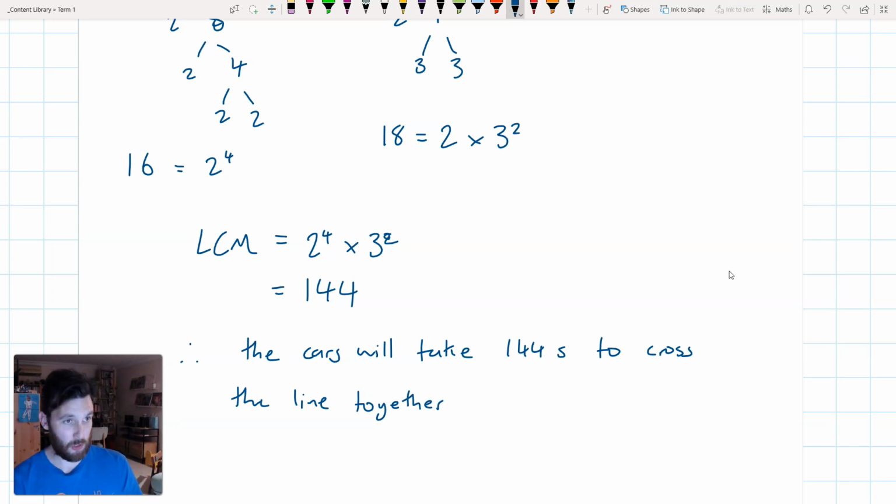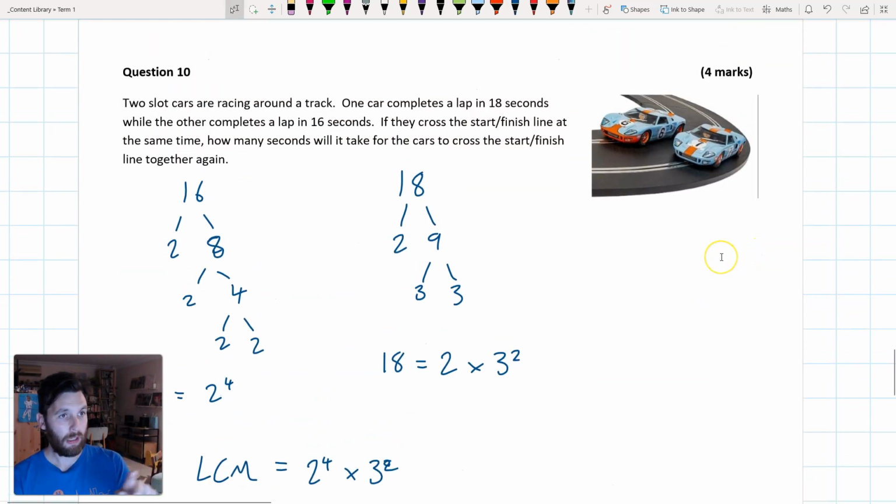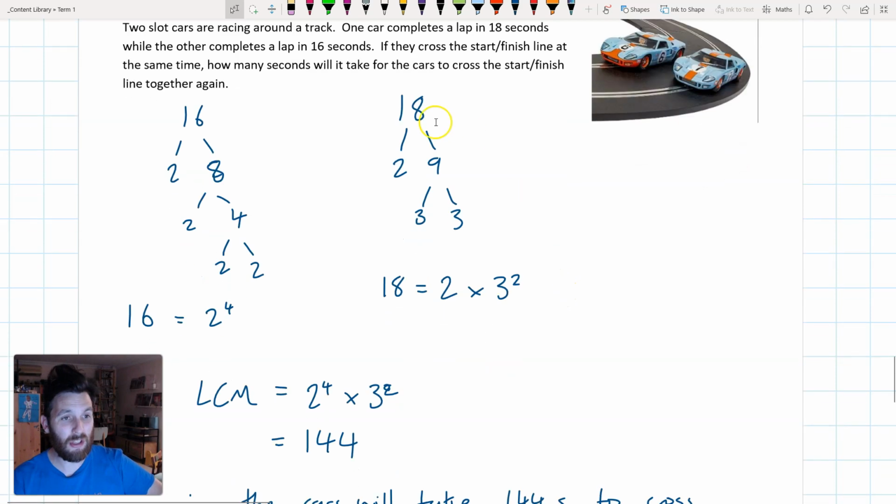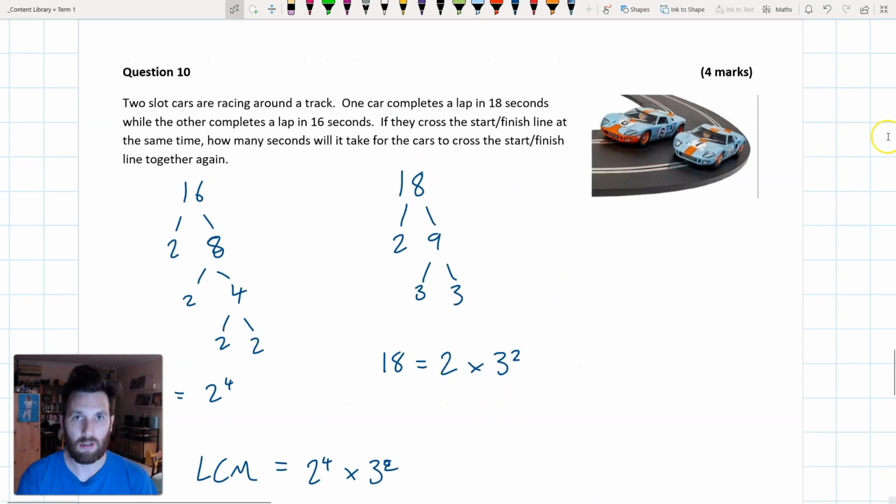And again, for this question, using that technique for lowest common multiple with the primes was optional, but I think that if you know how to do it, you can do it a lot faster. So I think it is worth giving a bit of time to.